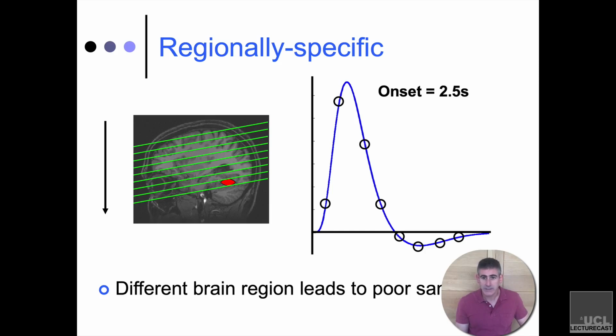And the only difference between this example and the example that I gave you before was where in the brain the activation was. If you're doing a descending sequence of acquisition, then you're going to be very sensitive to things at the top and less sensitive to things at the bottom, which is not at all what you want, right? That is a serious problem.